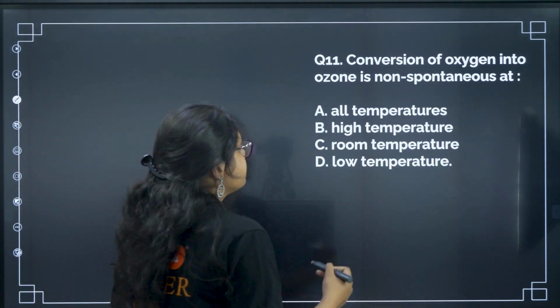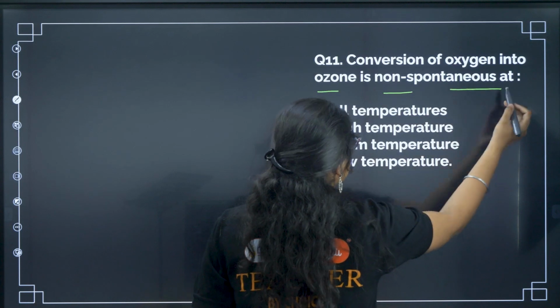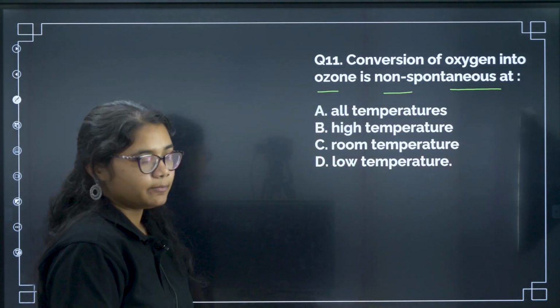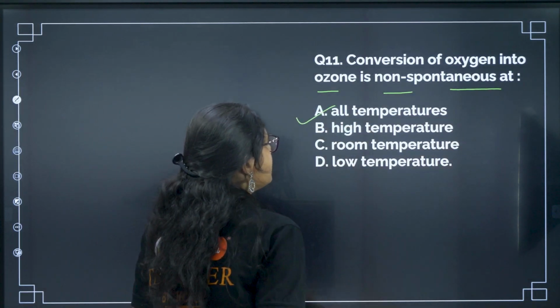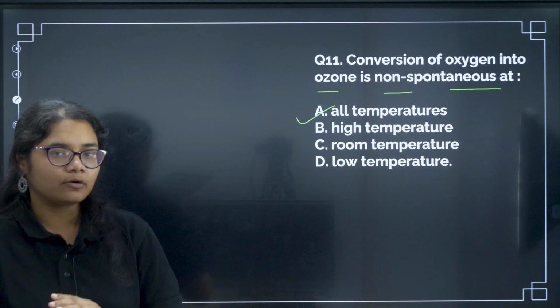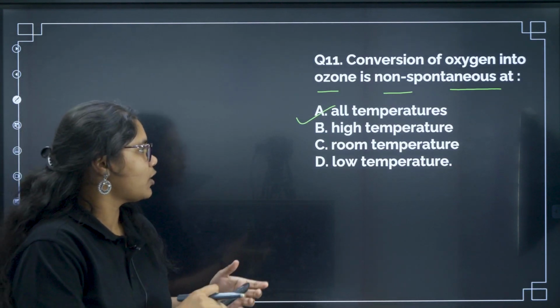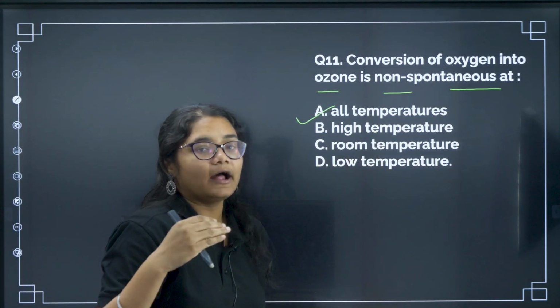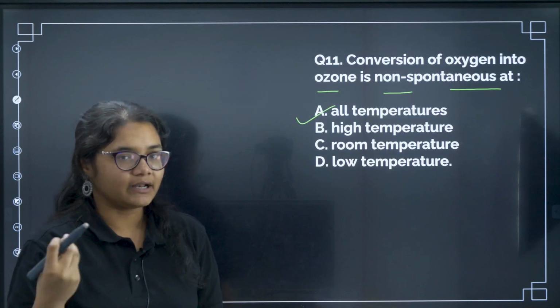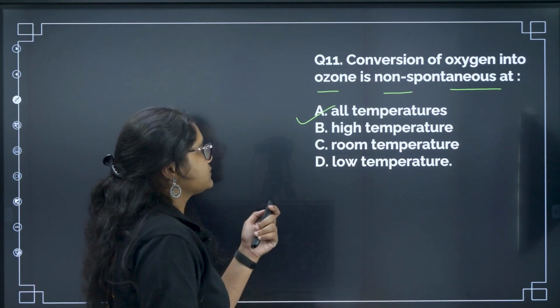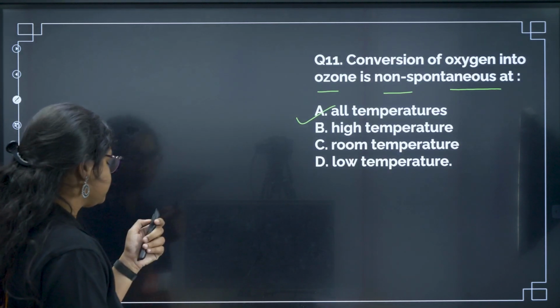Okay, next. Conversion of oxygen into ozone is a non-spontaneous process at all temperatures. Okay, this is a very important one. Ozone is an unstable compound, so oxygen will not convert to ozone. It will be non-spontaneous at every temperature. Okay, correct answer for this question is option number A.